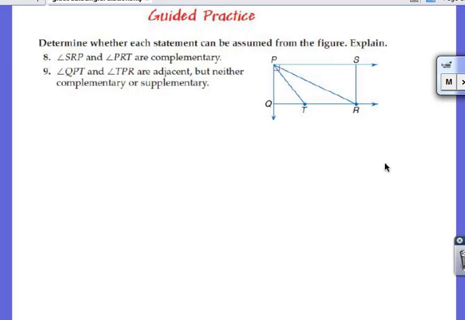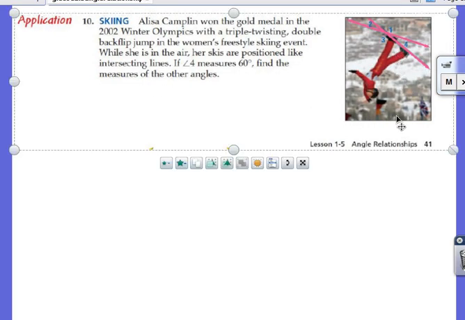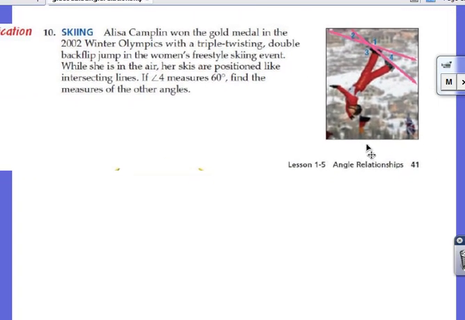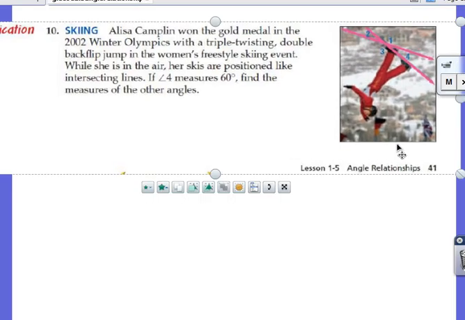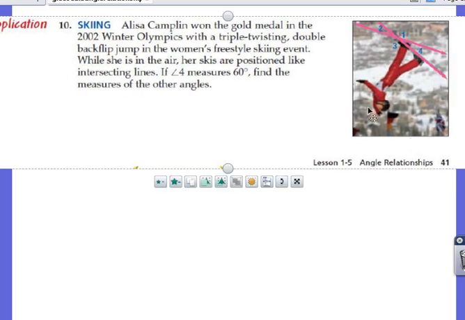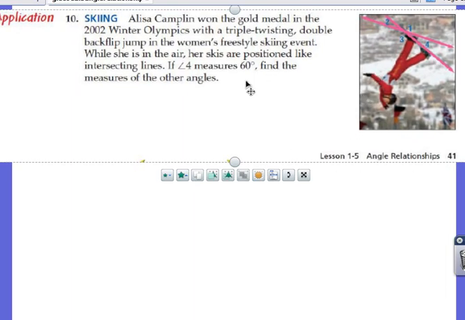All right, let's move on to number 10. Number 10 is this picture here. It's a little small here. Let's see if I can make it a little bigger. Hopefully you can see that. All right, basically this is just a real world example. Elisa Kaplan won the gold medal in the 2002 Winter Olympics with a triple twisting double backflip jump in the women's freestyle skiing event. Okay, well, sounds like a lot.